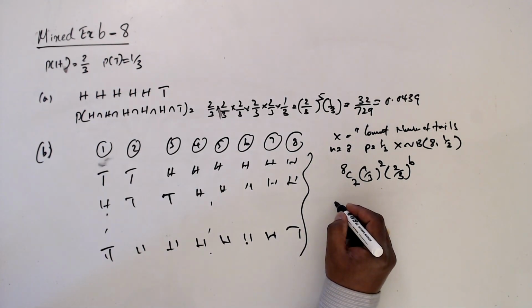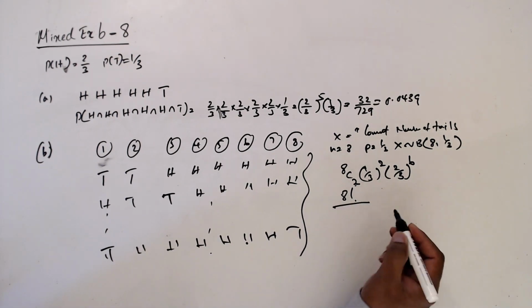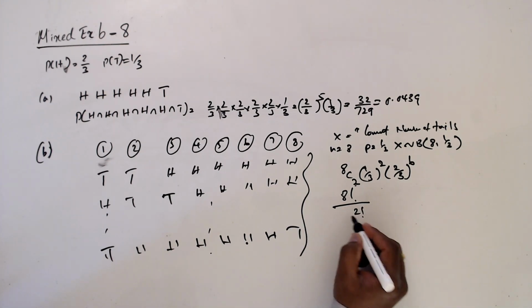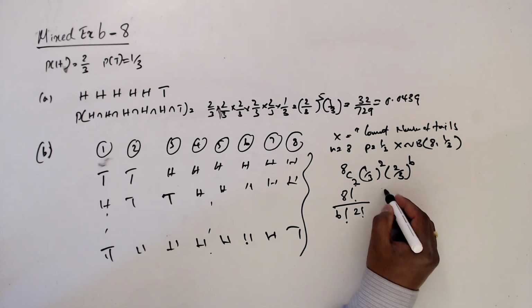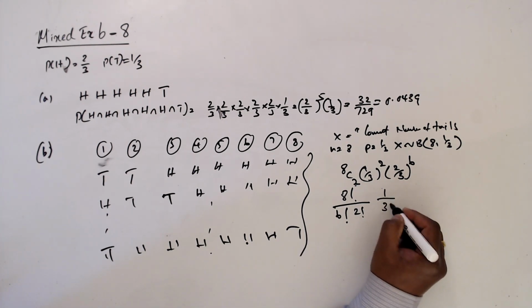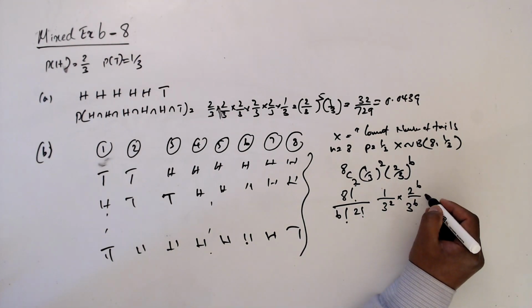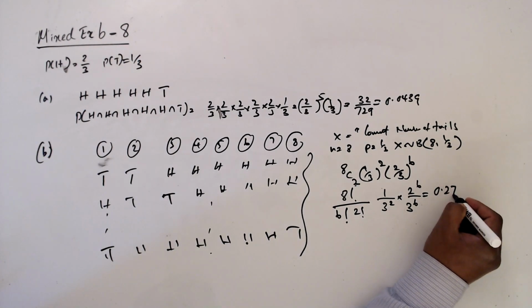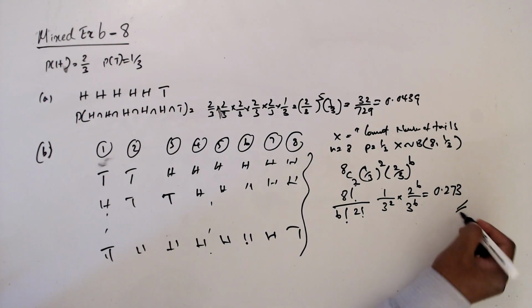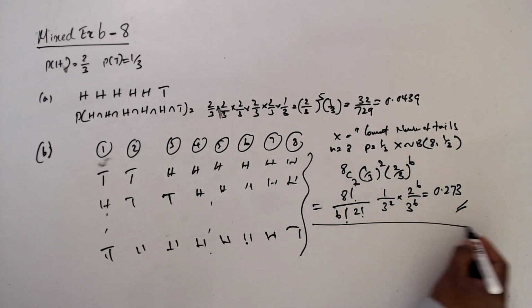So this value is factorial 8 over factorial 2 times factorial 6, times (1/3)^2 times (2/3)^6. So this value is going to be 0.273. You can find this value from the calculator. This is just for your information.